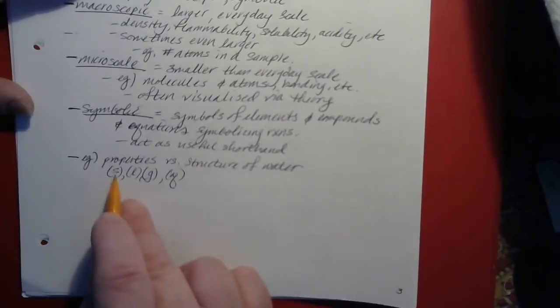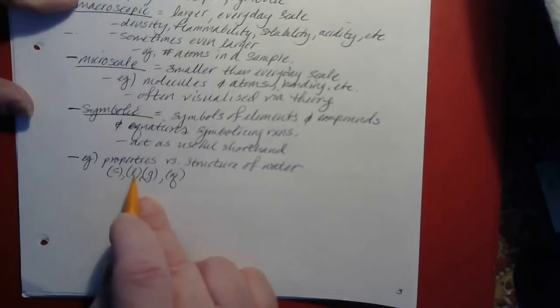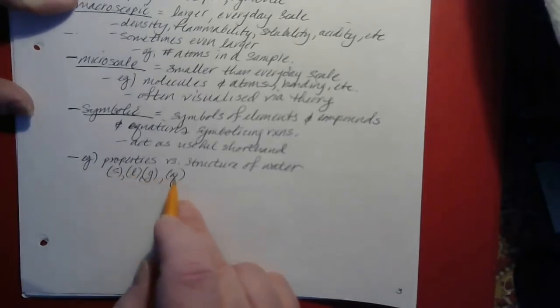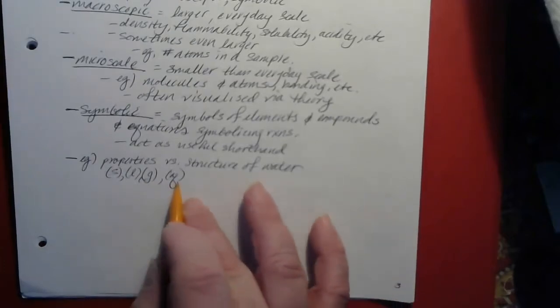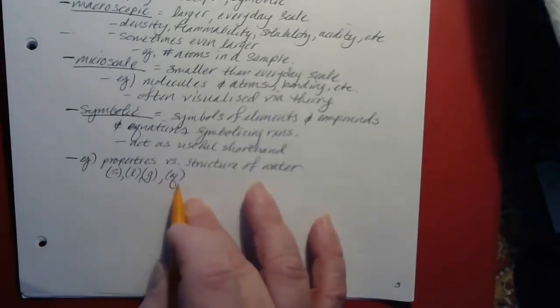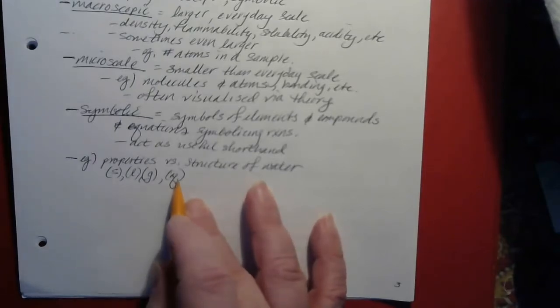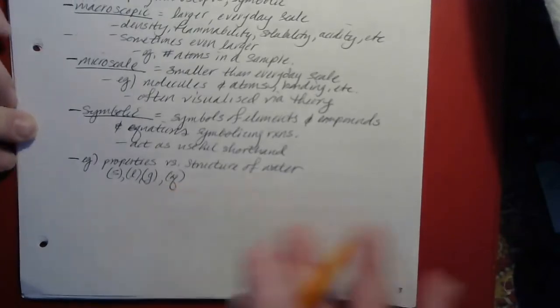And that is an S in parentheses for solid, L for liquid, G for gas, and AQ means dissolved in water. And that is a very commonly encountered way of dealing with things in general chemistry. So you're going to see the little AQ quite a bit.